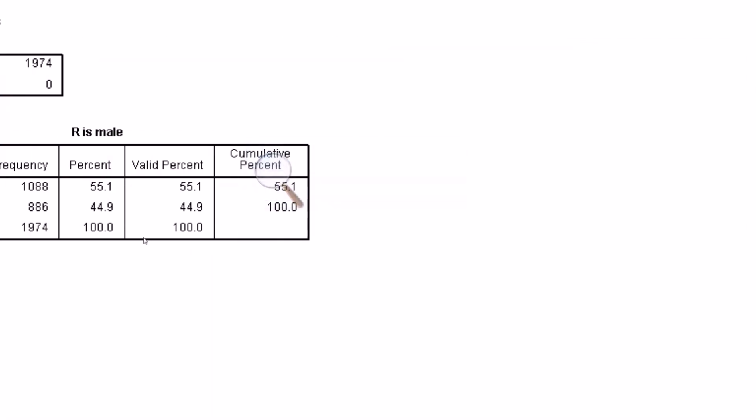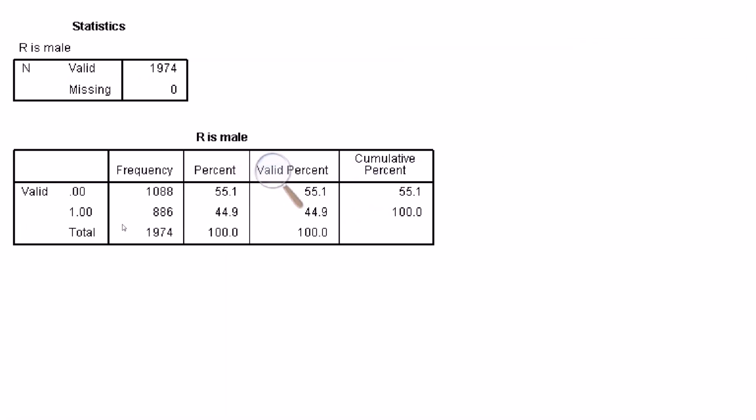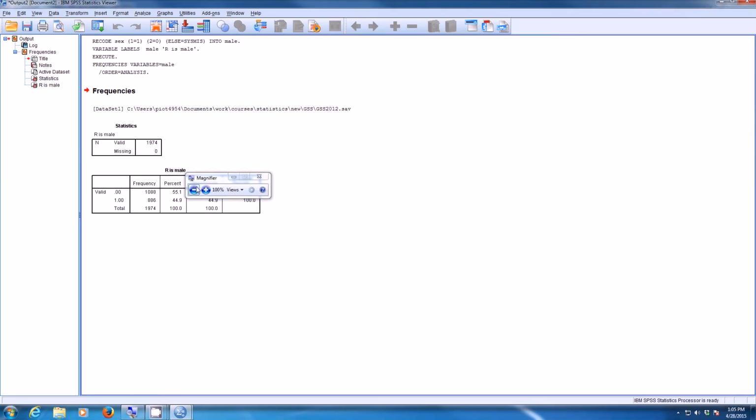Okay, and so here we find that we have a new variable coded 0, 1. So 1s are going to be males, 0 is going to be females. And we have 886 males, 1,088 females. And we have 44.9% who are male. So roughly about 45% who are male. That's going to be our sample proportion. So now we're going to use that variable to create a confidence interval.